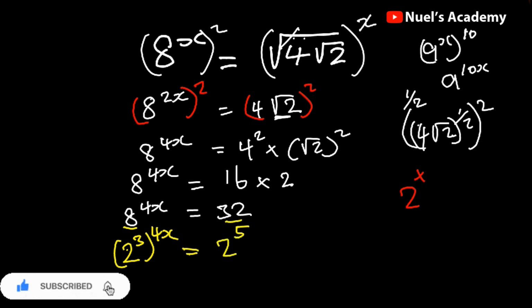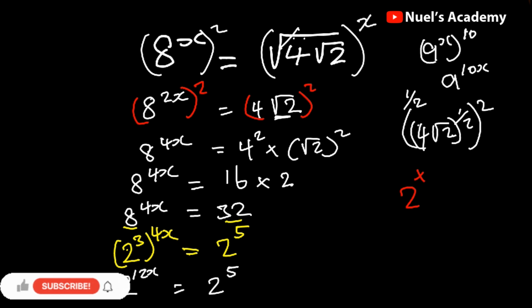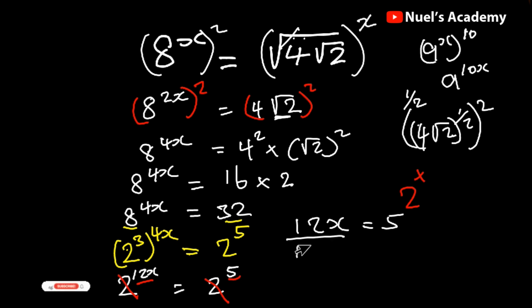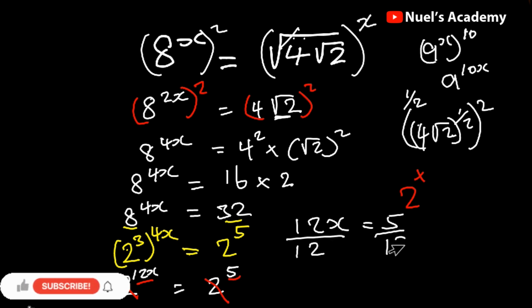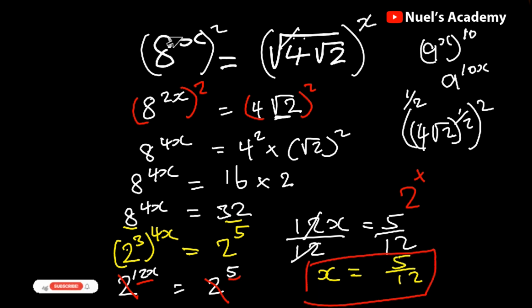So we're going to have 2 raised to the power 3 times 4x, which is 12x, equal to 2 raised to the power 5. Because the bases are the same, we can cancel them and then equate the exponents. When we do that, we are going to have 12x is equal to 5. So let's divide both sides by 12. This and this will cancel. Then we now have that x is equal to 5 over 12. And this 5 over 12 is in its simplest term. So this is going to be the answer to this question.